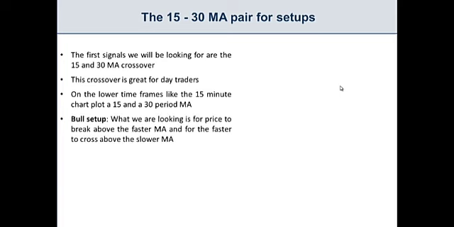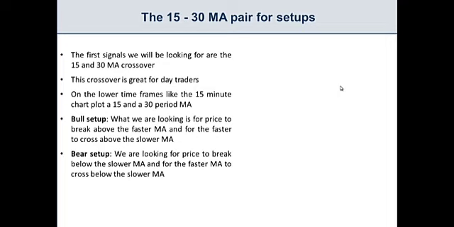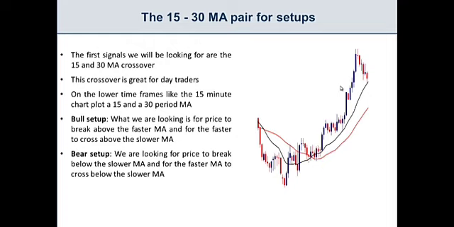On a bull setup, we are looking for price to break above the faster moving average and for the faster moving average to cross above the slower moving average. And on a bear setup, we are looking for price to break below the slower moving average and for the faster moving average to cross below the slower moving average. Here's an example of a price action chart with the 15 period moving average, which is the black line, and the 30 period moving average, which is the red line.